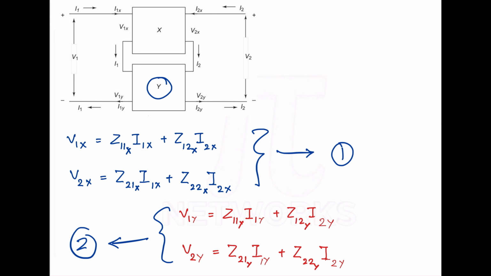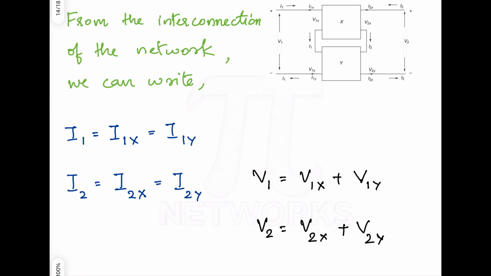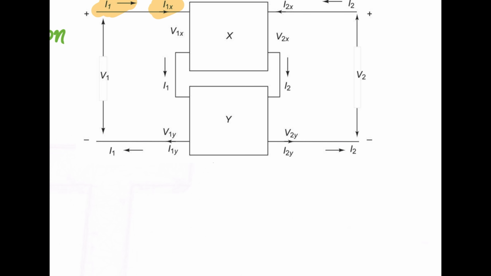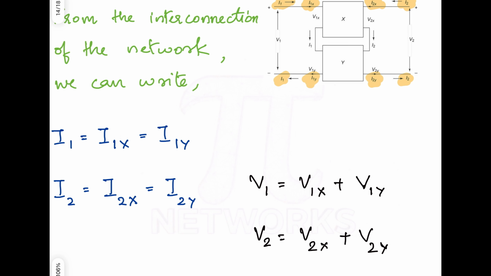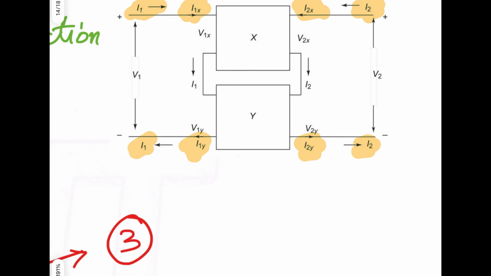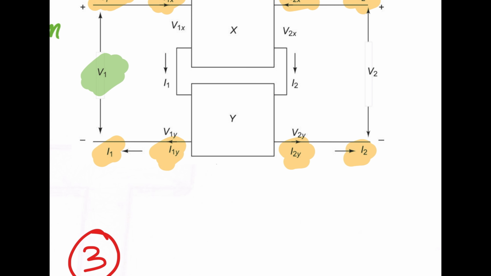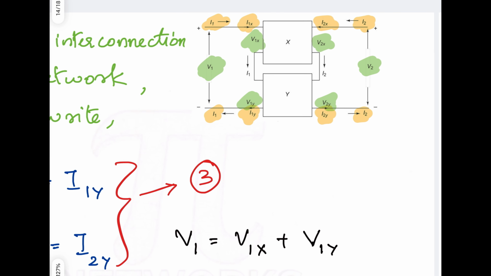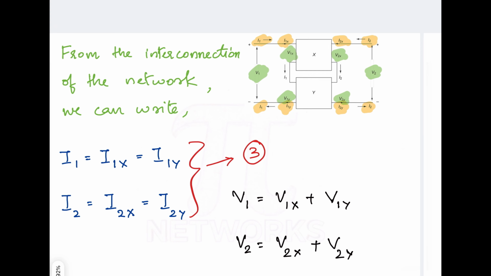Now from the interconnections we can write I1 is equal to I1X as well as I1Y. Similarly, I2 is equal to I2X and I2Y. That is our third equation. Another thing we can write from this circuit is V1 and V2. V1 is a combination of V1X and V1Y, and V2 is a combination of V2X and V2Y. Writing that relation, we can form our fourth equation.